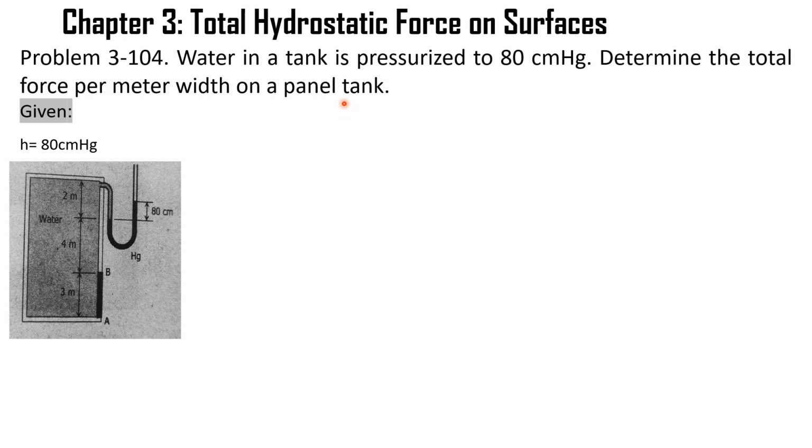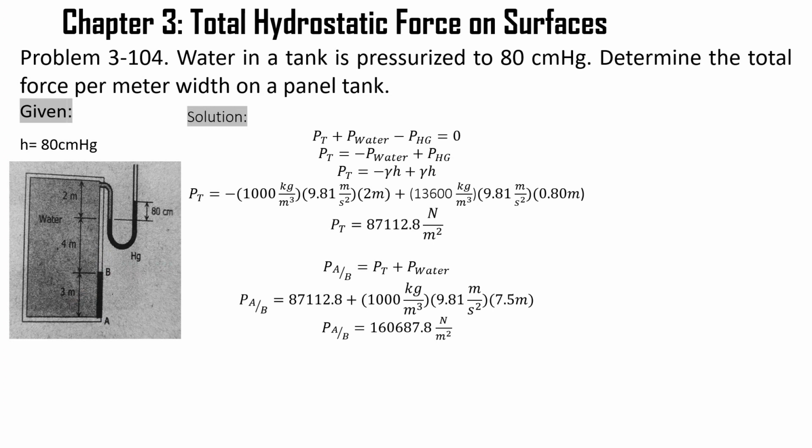So we have here our given. We have the height of our mercury, which is 80 cm, and we also have the given for the height of our water in our tank, which is 2 meter, 4 meter, and the height for our A to B, which is 3 meter. And identifying our given, we can now solve this problem. We are asked to determine the total force per meter width on a panel tank.